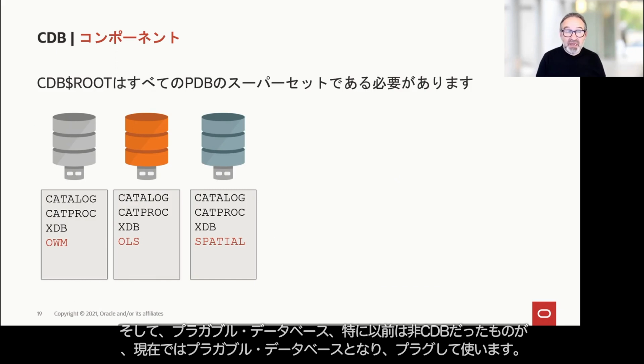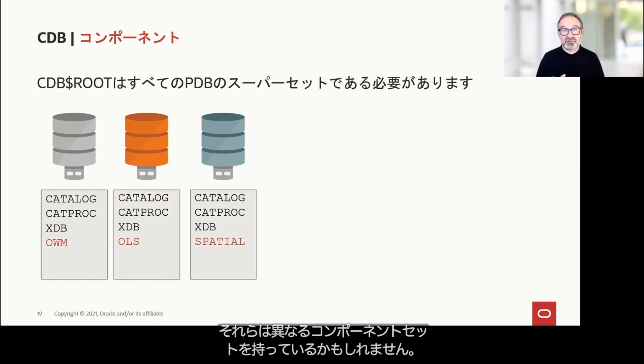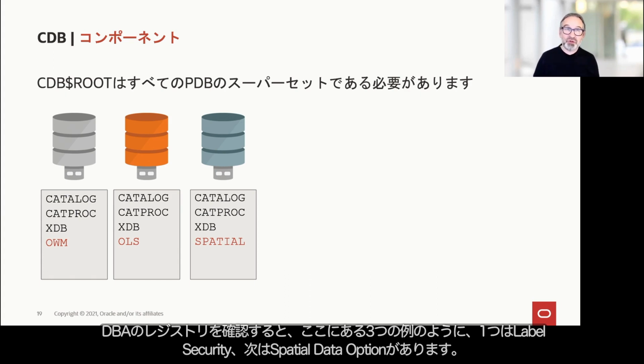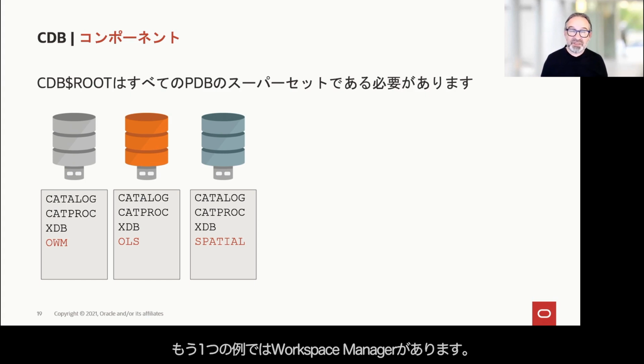Then your pluggable databases, especially when there were non-CDBs before, and now they should become pluggable databases, and you plug them in, they may have different component sets. So when you check into DBA registry, you may find that one here, like my 3 examples, one has label security, the next one has spatial data option, and the other one has the workspace manager.